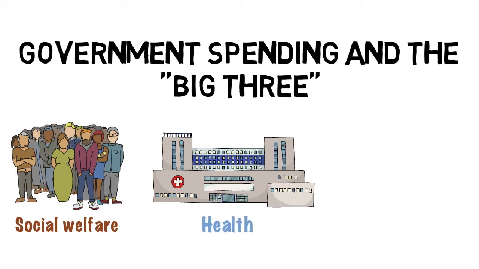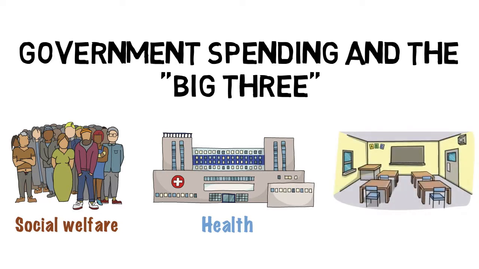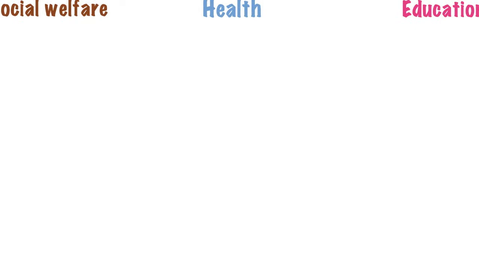The next big one would be in terms of the health budget. Spending on nurses, consultants, on the actual infrastructure, the hospitals themselves. And the third biggest one would be education, usually spending on third level, second level, primary, etc.